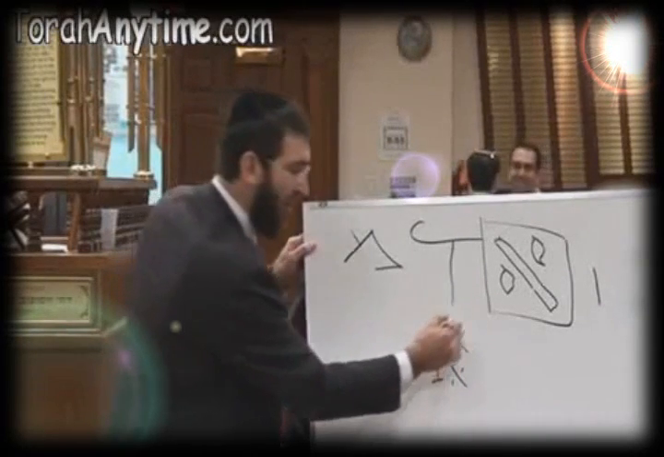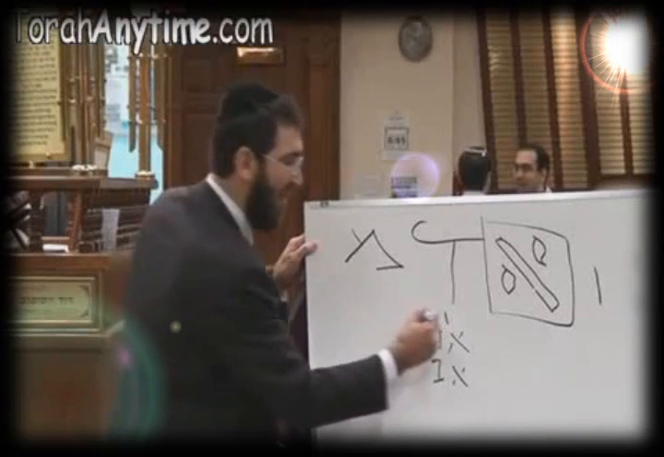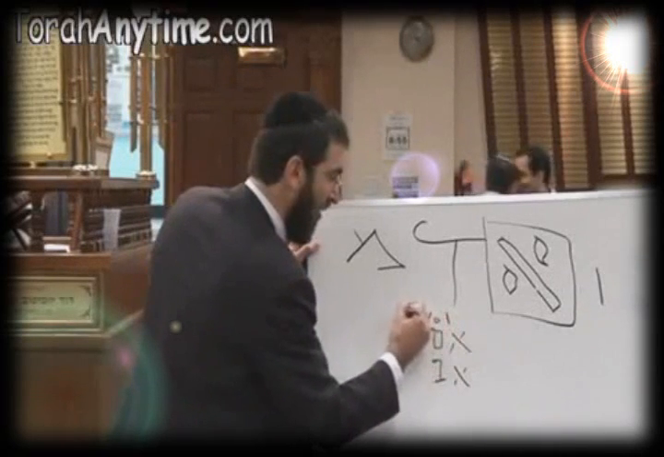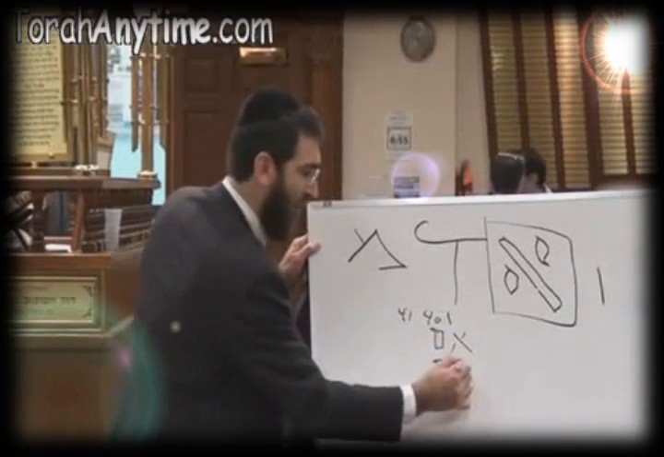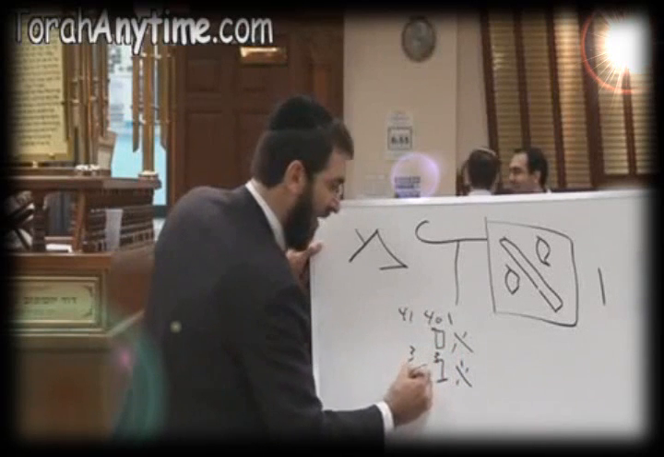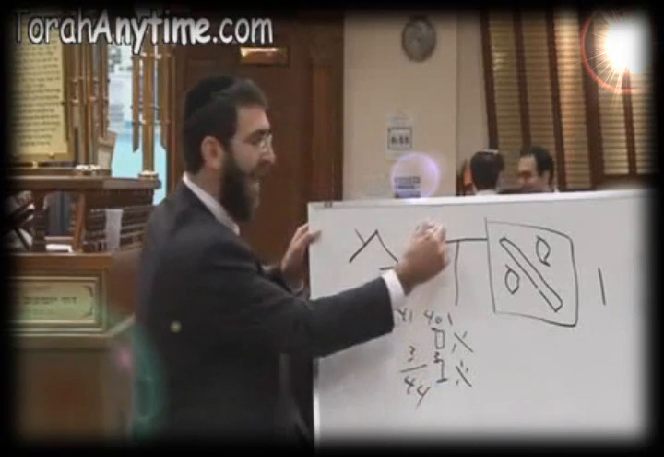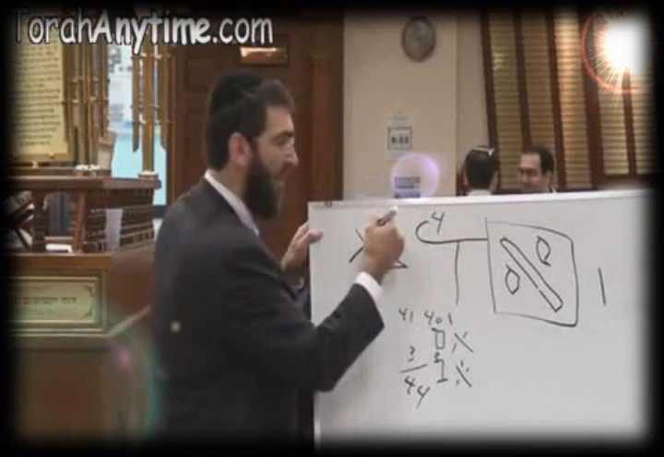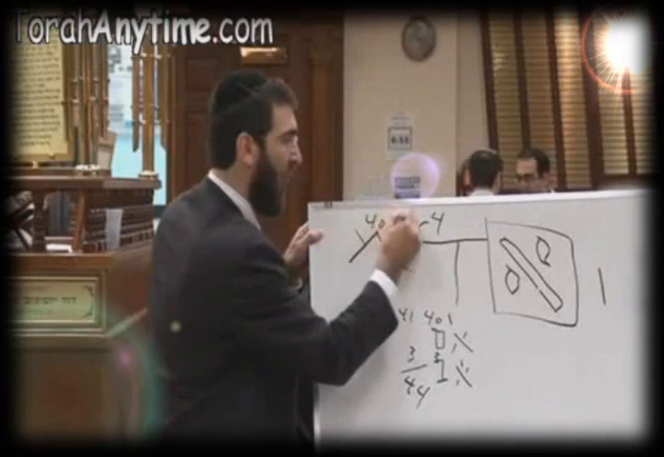Numerical value of Aleph is what? 1. Numerical value of Mem is 40. 41. Numerical value of Aleph, 1. Numerical value of Beit, 2. It's 3. What do we see? 44. That's interesting. Dalet, numerical value, 4. Mem, numerical value, 40. 44.